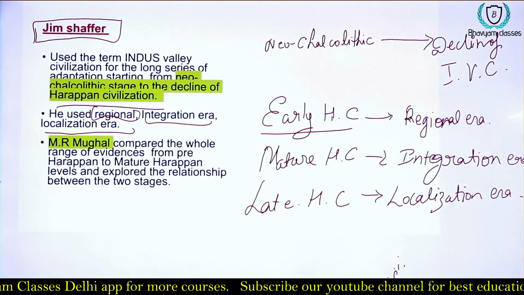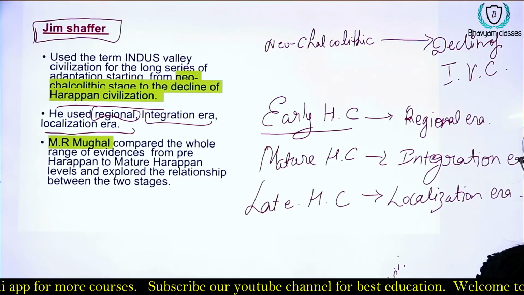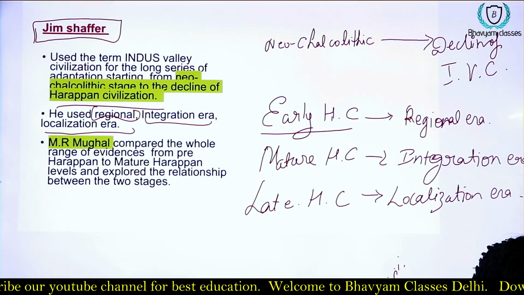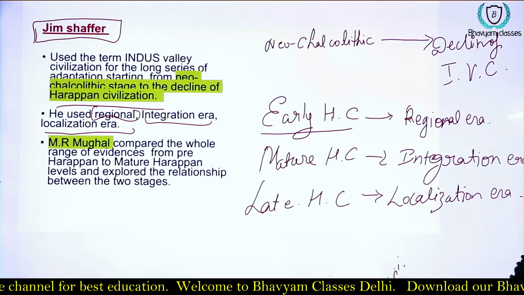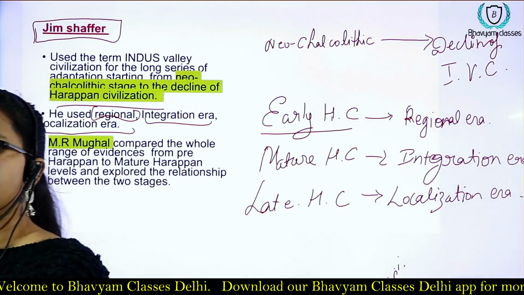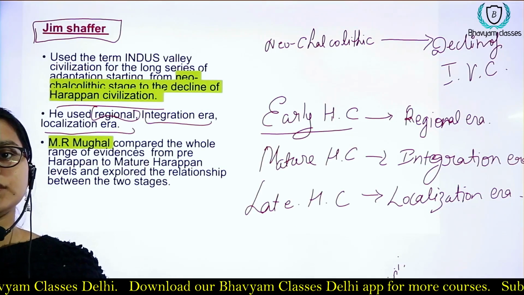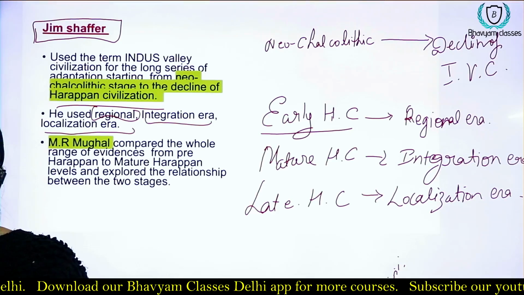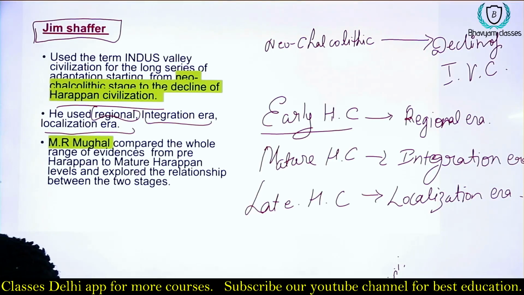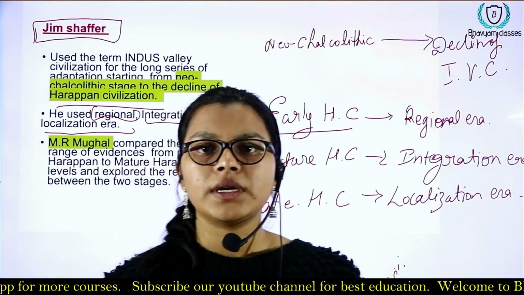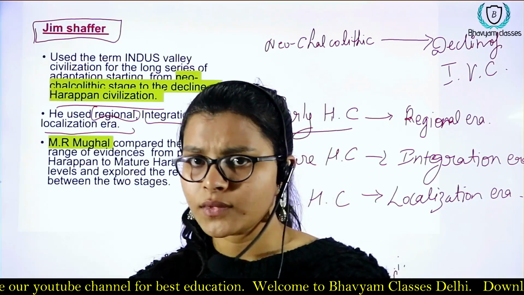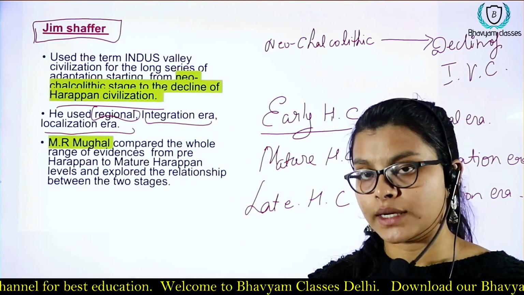The integration and localization era is when localization happened, or when they declined, after the decline of the Harappan cities. It is a theory. Some people say that it was a gradual decline, and some historians say that it was a sudden decline. We have evidence of some sites which show gradual decline, and we find some sites which show sudden decline. So both theories are correct, but we cannot say whether the Harappan civilization declined gradually or the whole civilization ended suddenly. Fine.